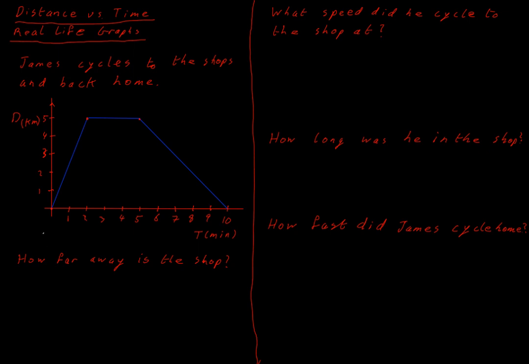So how far away is this shop? Well, we start out at a distance of 0 away from our house, so we're at our house, and then we keep cycling until we are 5 kilometers away from our house. So that means, logically, that our distance for our shop is 5 kilometers away from our house.